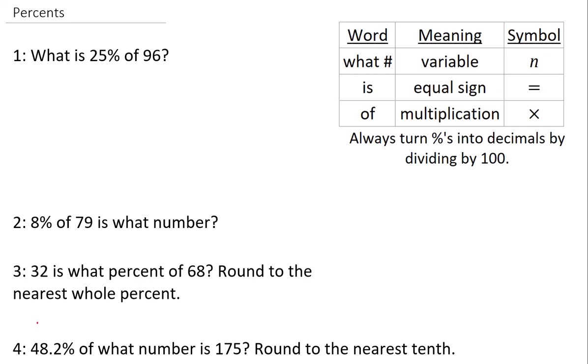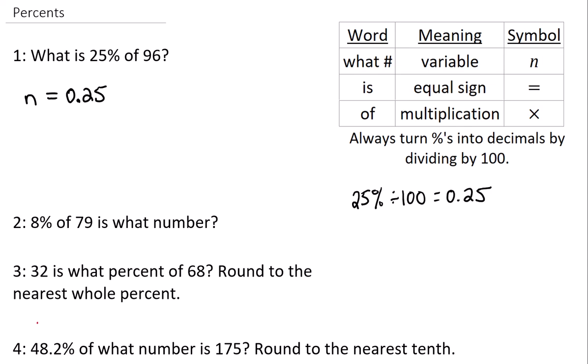So whenever I see the word what, I'm going to use the variable n. Whenever I see the equal or is, I add in an equal sign. Anytime I see a percentage, I write that as a decimal. And the decimal is going to be 0.25. Now, if you're not sure how to do that, you could just take the decimal from the original percent and move it over to the left twice, and that'll be 0.25. Or you could divide 25% by 100.